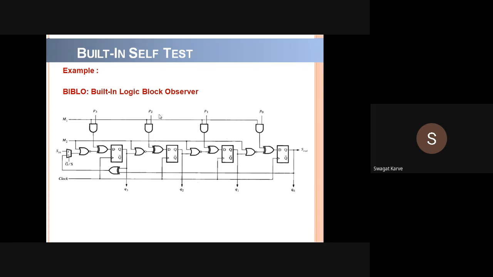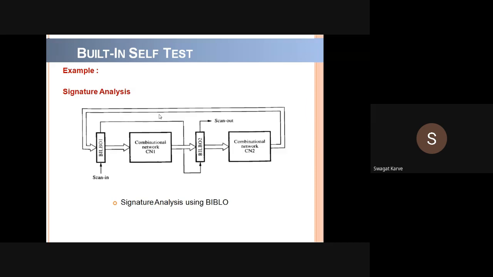So depending upon the M1 and M2 value, it may be 00, 01, 10, or 11. Whatever value you apply at the M1 and M2 pins, the circuit will behave accordingly. So you know these modes; we have discussed the same thing.